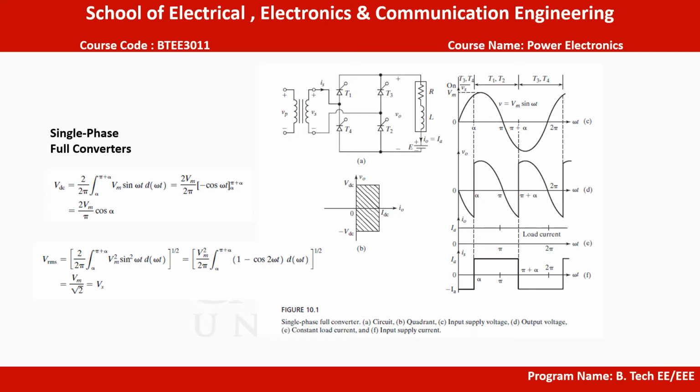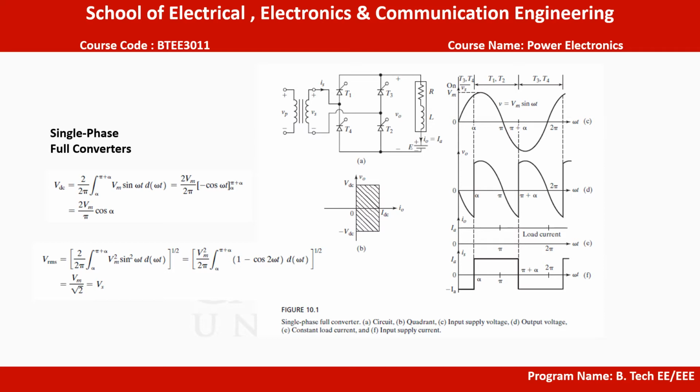So let us discuss the single phase full converters. The circuit arrangement of a single phase full converter is shown in figure A with a highly inductive load so that the load current is continuous and ripple free. During the positive half cycle, thyristors T1 and T2 are forward biased, and when these two thyristors are fired simultaneously at omega t equal to alpha, the load is connected to the input supply through T1 and T2. Due to the inductive load, thyristors T1 and T2 will continue to conduct beyond omega t equal to pi, even though the input voltage is already negative.